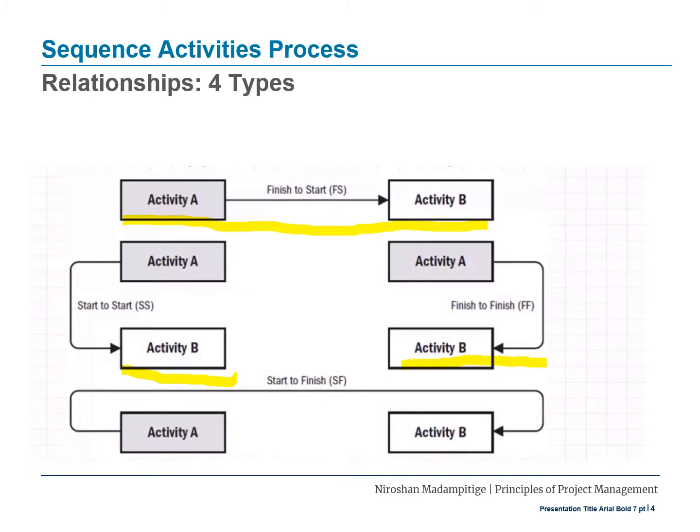The fourth type of the relationship is start to finish. As you see, as activity A starts, activity B can be finished. Again, as soon as this is started, activity B could be finished anytime sooner. So that is the fourth type of the relationship within a network diagram.